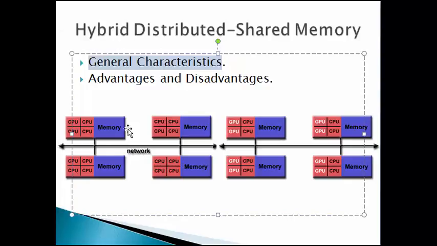4. Current trends seem to indicate that this type of memory architecture will continue to prevail and increase at the high end of computing for the foreseeable future. Advantages and disadvantages. 1. Whatever is common to both shared and distributed memory architectures. 2. Increased scalability is an important advantage. 3. Increased programmer complexity is an important disadvantage.